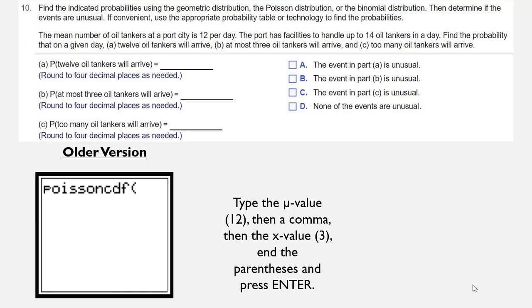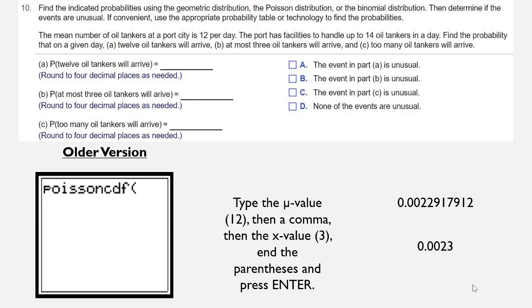So we're going to tell it, add up all the values from 0 to 3, stop at 3. So we type in the mu value 12, comma, the x value 3, and then we have to end the parentheses. Make sure that you end those parentheses because the TI-83 and TI-84 graphing calculators are very, very picky when it comes to syntax. Once you do that and press enter, what shows up on your screen should be 0.0022917912, and the problem wants us to round to 4 decimal places, so it would be 0.0023.